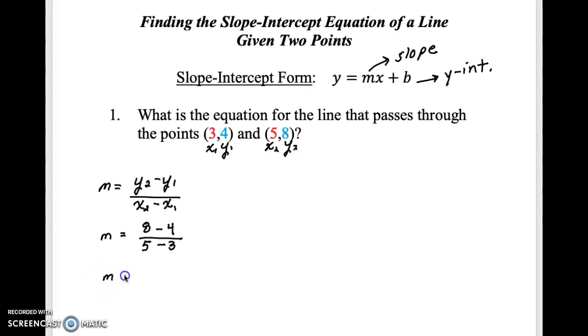Take a moment to simplify. 8 minus 4 is 4, and 5 minus 3 is 2, and 4 divided by 2 is 2. So that's one of our pieces to our problem.